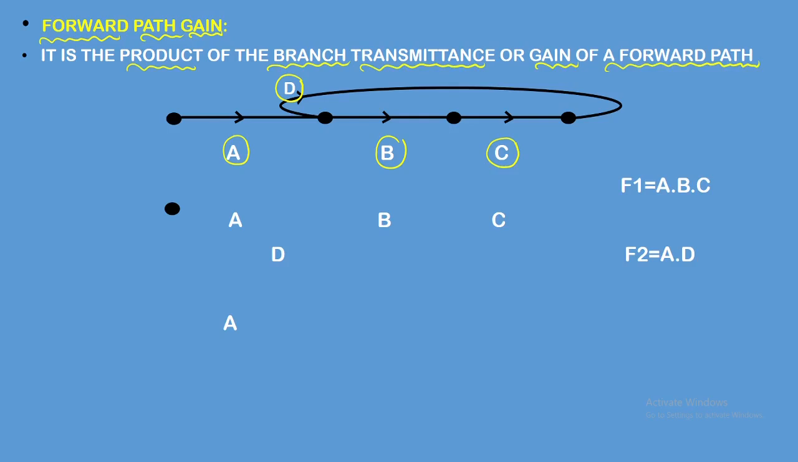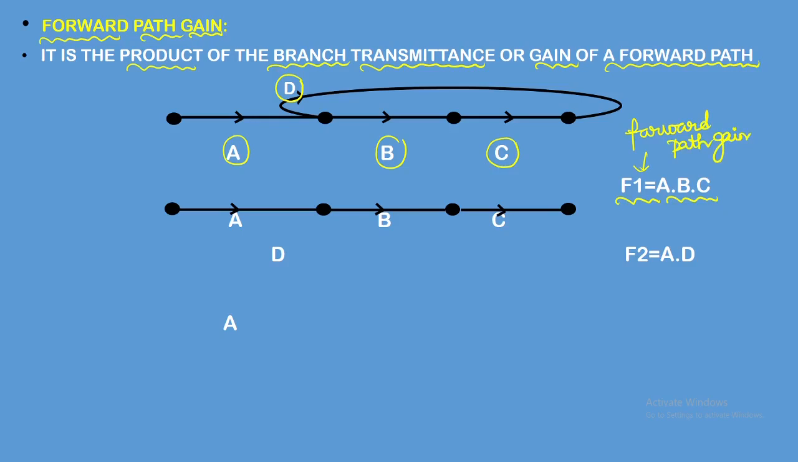Take this example. Whenever you multiply the gains along a forward path, that is called the forward path gain. Let us consider the first forward path gain. It travels through A, B, C only. So the first forward path gain is the product A into B into C. This is called the forward path gain.